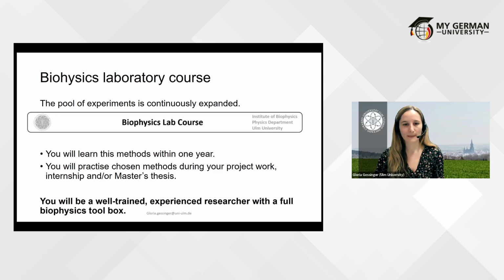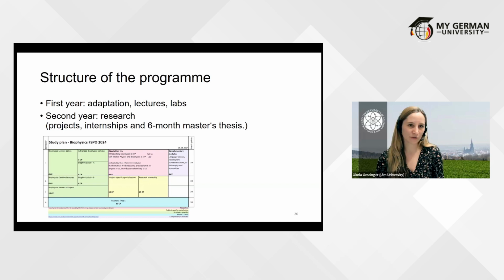biophysics toolbox. Let's have a closer look at the structure of our program. As I already said, in the first year, you have the biophysics labs. Those are here. And you also have a so-called adaptation. Since we accept students from so many different backgrounds, we want you to get adapted. So if you are a biologist and have not had so much physics, you will take physics classes during this adaptation phase. If you are a physicist, you will probably take some natural science classes like chemistry or introductory biophysics.